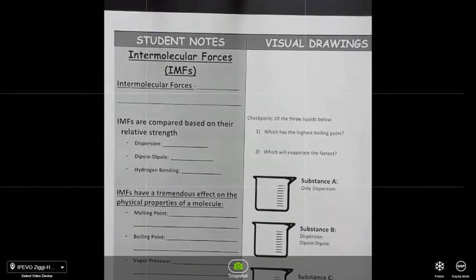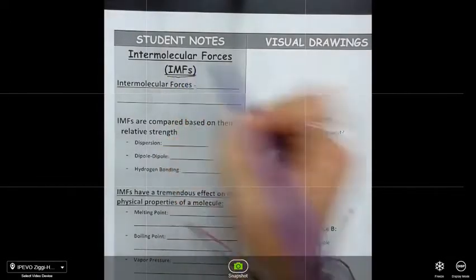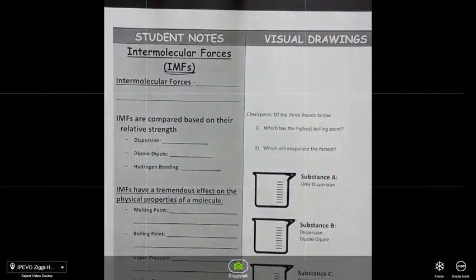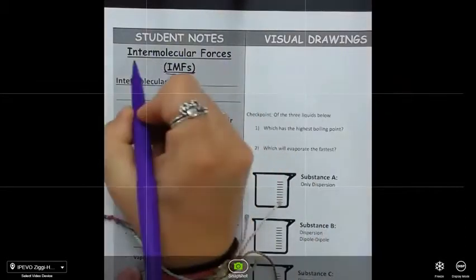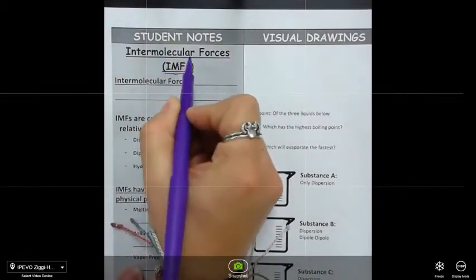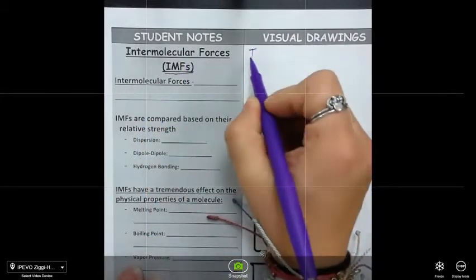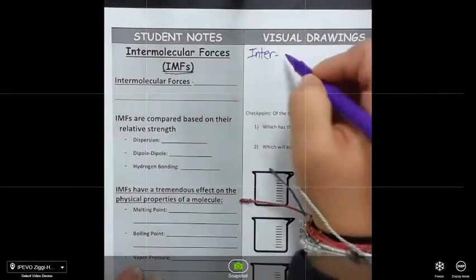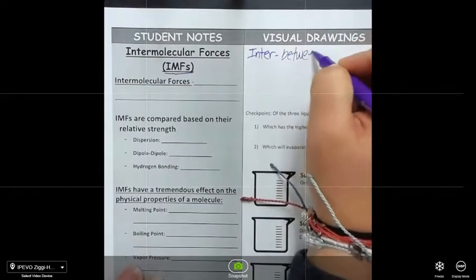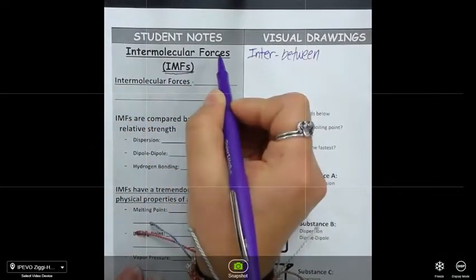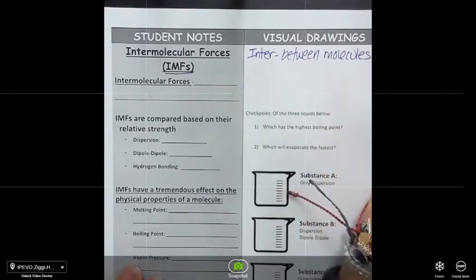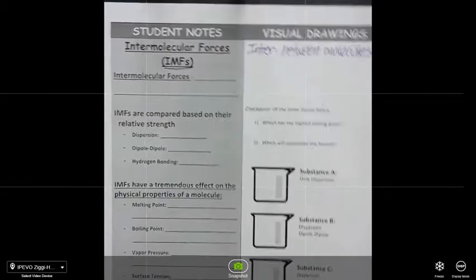Today we are going to learn about something called intermolecular forces, also known as IMFs. All right, so let's talk about what this word means, intermolecular. Well, we know that molecular means molecules, and inter, what do you think inter means? Inter typically means between. So if we have an intermolecular force, we have a between molecules force. So that's exactly what intermolecular forces is.